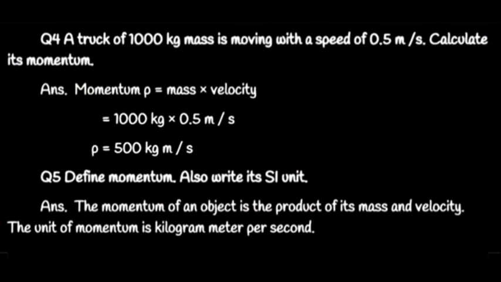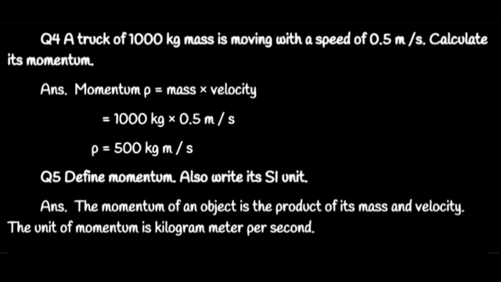Question number 4. A truck of 1000 kg mass is moving with a velocity 0.5 meter per second. Calculate its momentum. Mass is given 1000 kg, velocity 0.5 meter per second, momentum m into v. 1000 into 0.5 is equal to 500 kilogram meter per second.